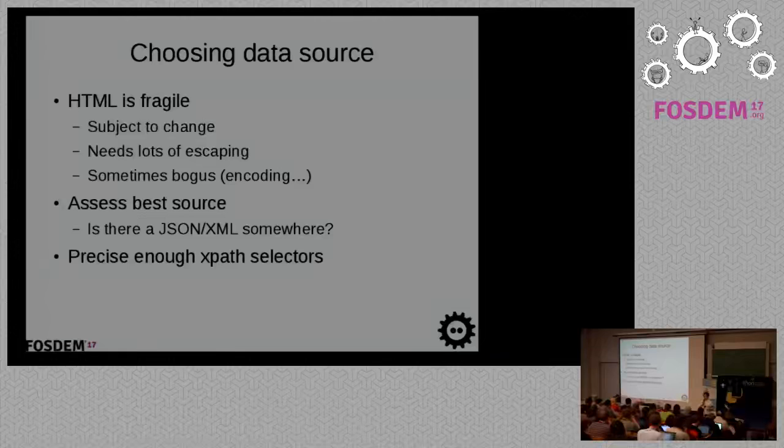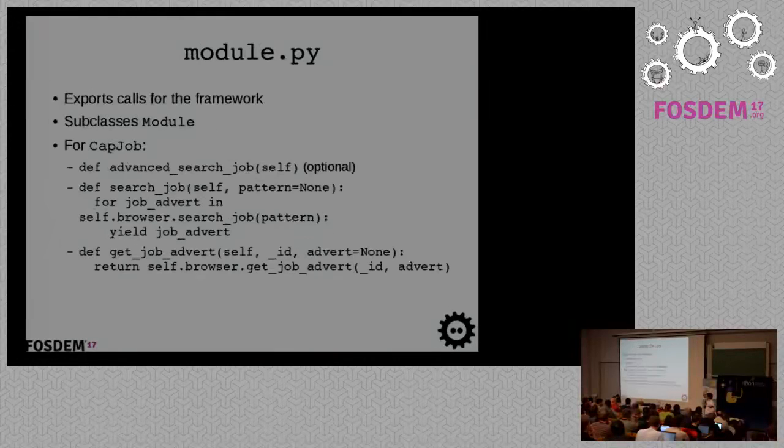And it usually needs a lot of escaping, ampersands, and whatever. And sometimes the declared encoding is wrong. So before you try to parse the HTML, just make sure you don't have nicely formatted JSON data or XML or whatever. And make sure you locate only the data you want and not some other junk.